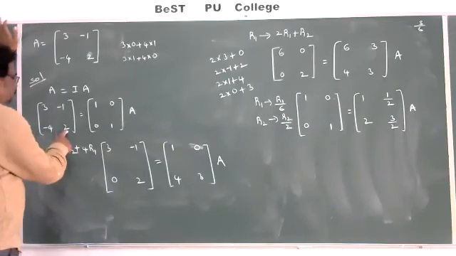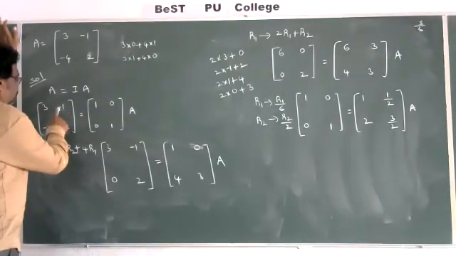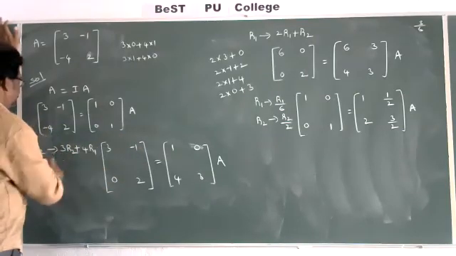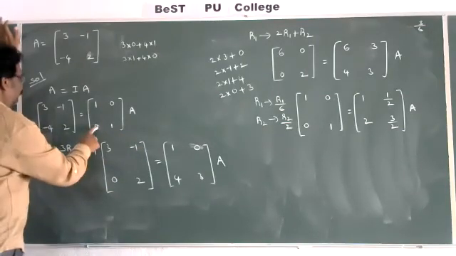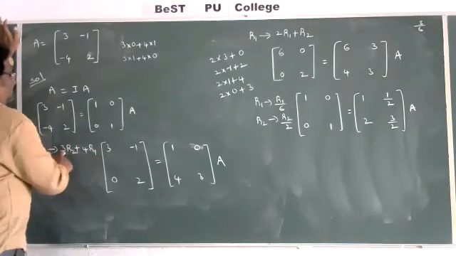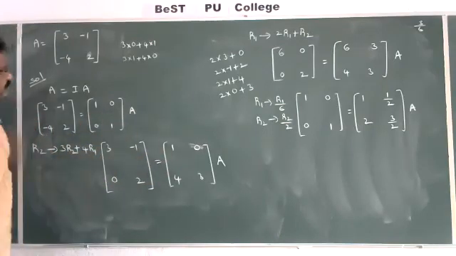2 3s are 6. 4 into minus 1 is minus 4. 6 minus 4 is 2. Correct. 1, 0 same. Next, 3 into 0 is 0, plus 4 into 1 is 4, that is 4. 3 into 1 is 3 plus 4 into 0 is 0, that is 3. Okay. Next operation.